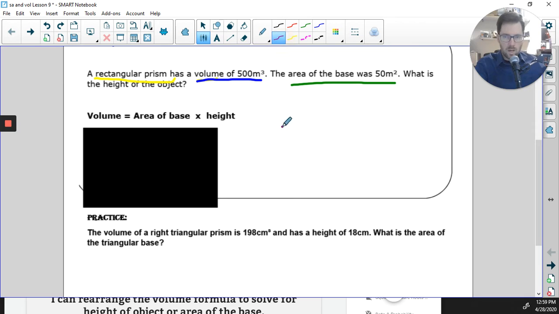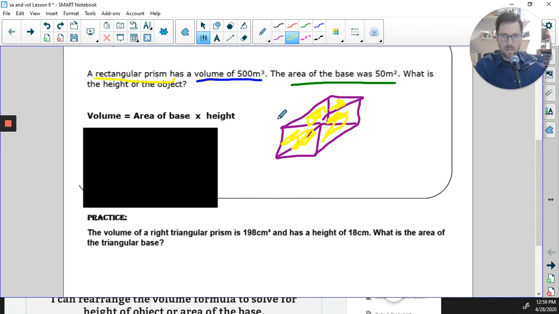So we've got a rectangular prism. Let's draw it. I like to draw it. There we go. So a volume of 500. The entire inside is full, and all that space that it takes up is 500 meters cubed. The area of the base, so just the bottom, is 50 meters squared.